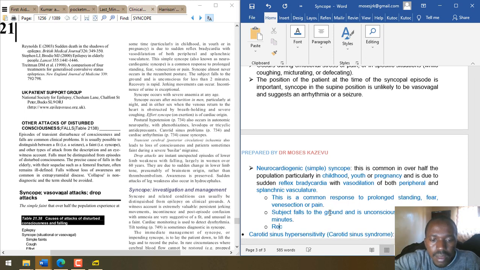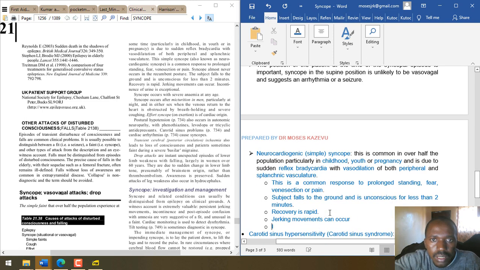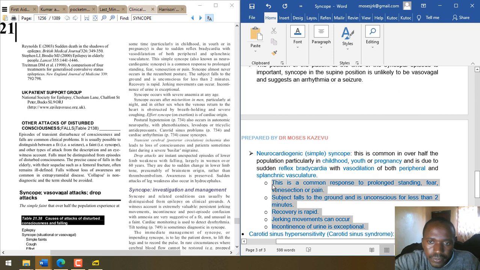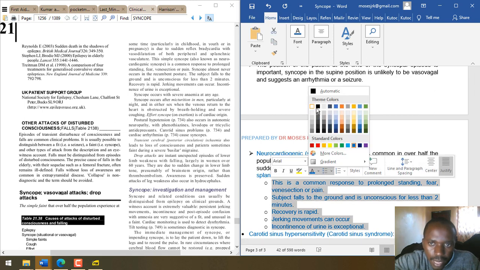Recovery is rapid. Jerky movements can occur. Incontinence of urine is exceptional. Okay, right, so this should be in black, so we put this as in black.